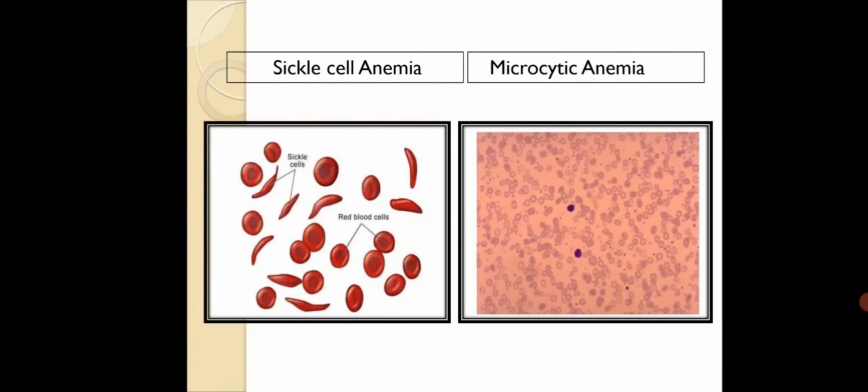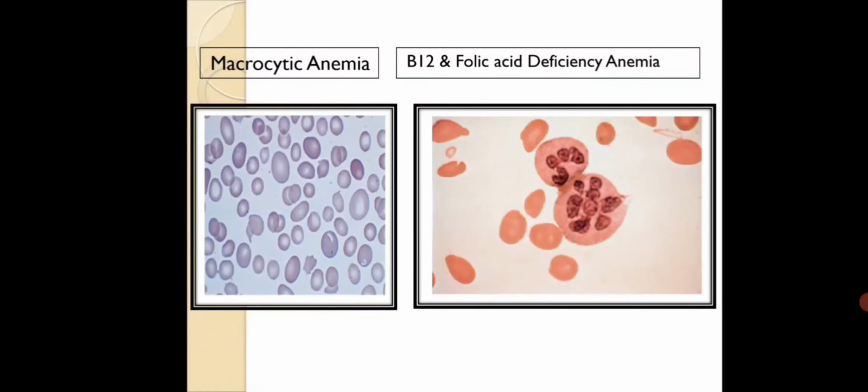Next, macrocytic anemia. In macrocytic anemia, basically we can see the large size of RBCs. You can see a balloon-like structure or big size of RBCs, which is said to be macrocytic anemia. And the next one is folic acid deficiency or B12 deficiency anemia. We can see the different structure, or RBCs are abnormal. That is because of vitamin B12 and folic acid deficiency.